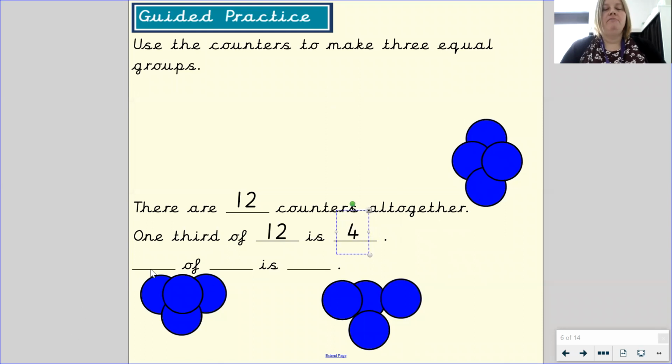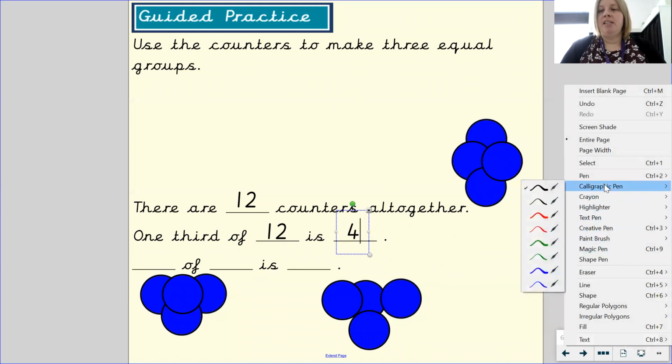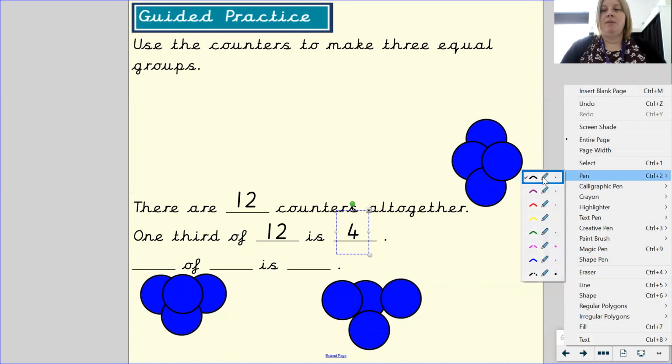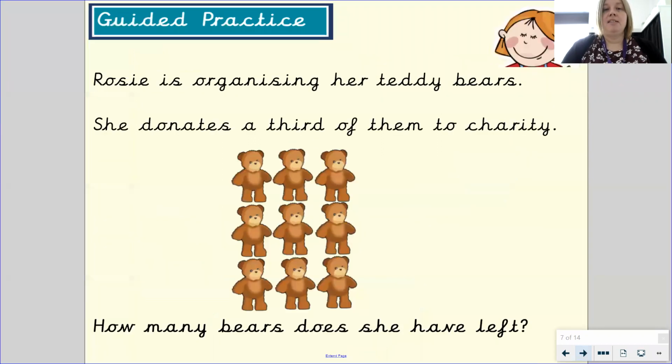I can also write this here. I'm going to start by writing 1/3, and I need my pen this time for this. So 1/3 of how many is how many? 1/3 of 12 is 4. So 1/3 of 12 is 4. Let's look at our next question.